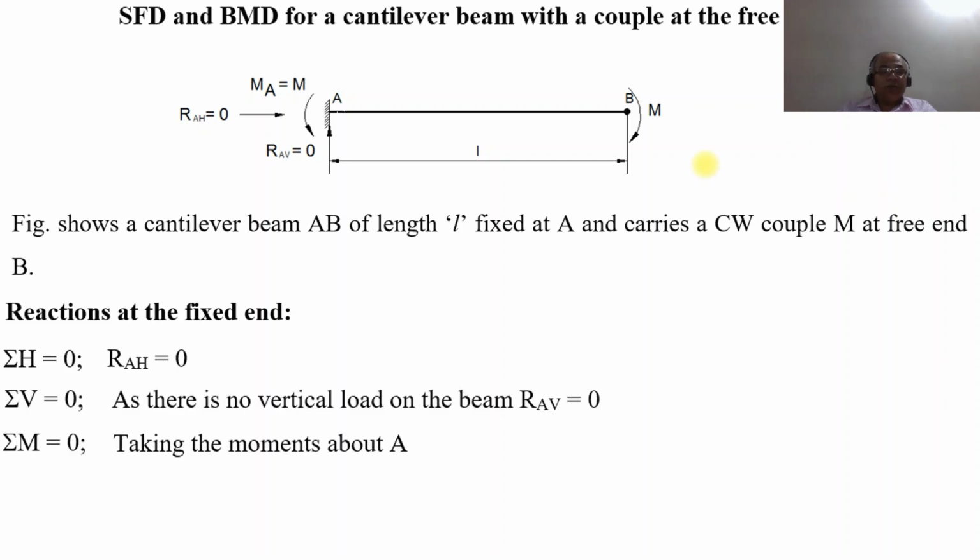Taking the moments about the point A, the sum of the clockwise moments will be equal to the sum of the counterclockwise moments. So here, this is the counterclockwise moment, minus MA plus M is equal to 0. Therefore, MA will be equal to M, which is in the counterclockwise direction because of the reactive couple M.